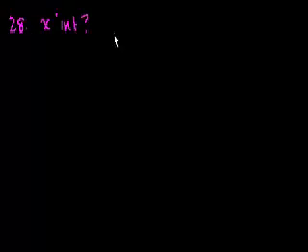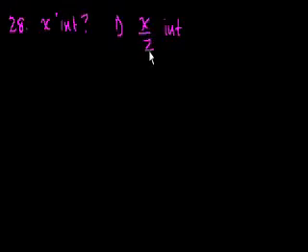We're now on problem number 28. And the question is, is x an integer? Statement 1 tells us that x over 2 is an integer. So x, if you think about it, has to be an integer because x is divisible by 2.